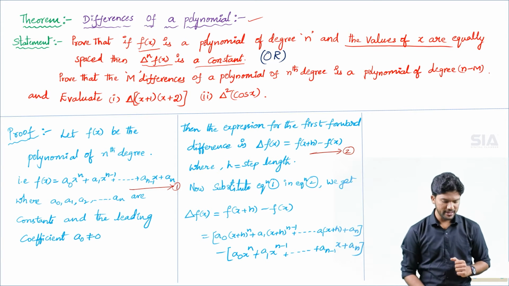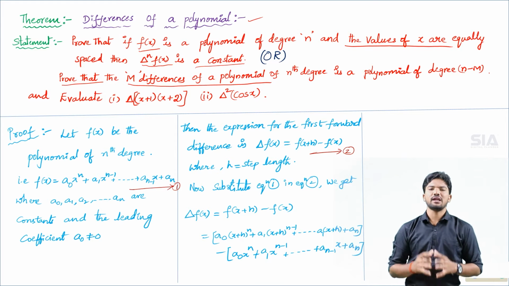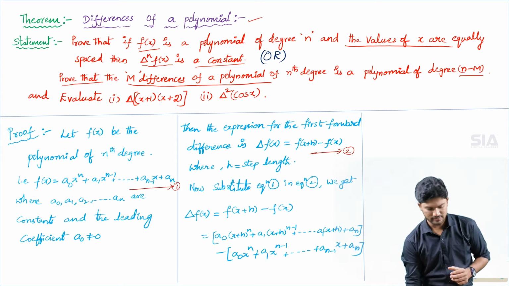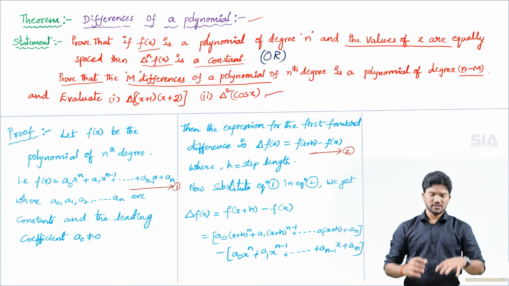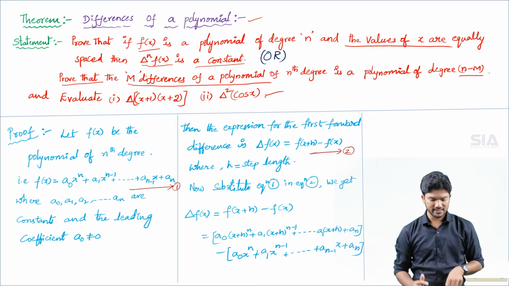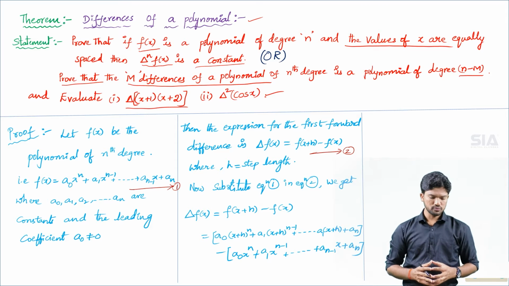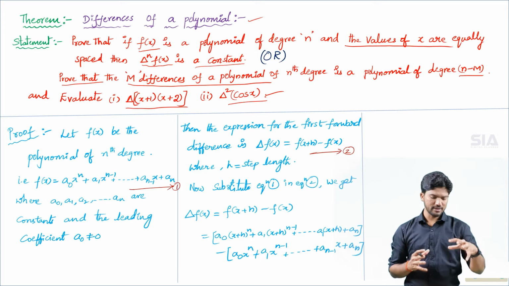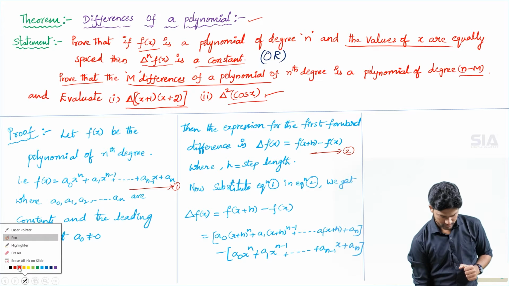Otherwise, the next statement is: prove that the capital M differences of a polynomial of nth degree is a polynomial of degree n minus m, and we have to evaluate these two problems. So this is the statement of the theorem, and in this theorem we are going to discuss the previous year question, that is delta into x plus 1 into x plus 2 and delta square cos x. This question was asked in the previous year examination 2022. Let's see the solution first of all.